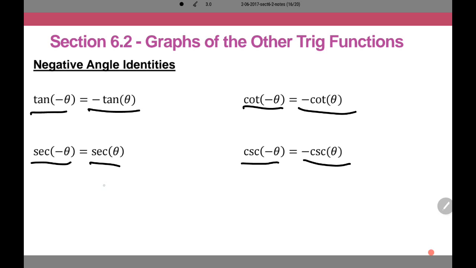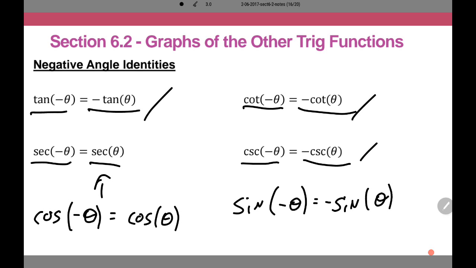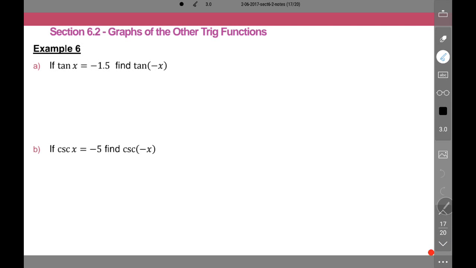So you might be like, why is this one the only one like that? Just remember, before with cosine we had a very similar relationship, and with sine we had just like the other ones with the negative out front. So these three all have a sine in them. That's why they have the negative out front. This one is a cosine, so it doesn't have the negative out front. And we're going to use those a few times.